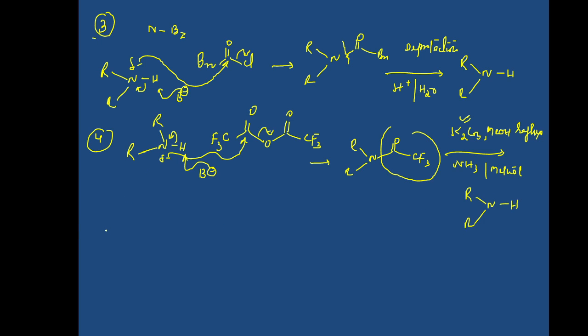Now let us discuss another protecting group, that's carbamates. So what are carbamates? First we will write the structure of carbamates. This is our nitrogen. Once it gets protected to form a carbamate, then the carbamate will have this type of structure. This will be the structure of the carbamate.